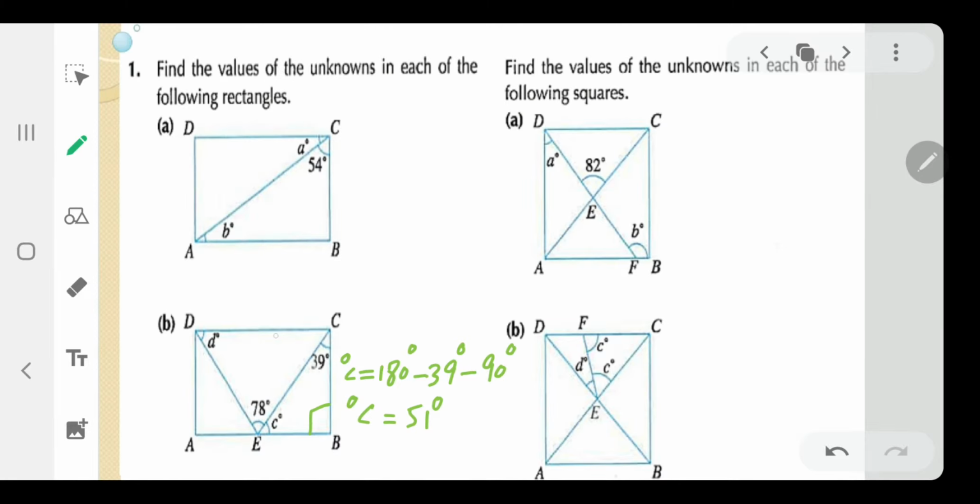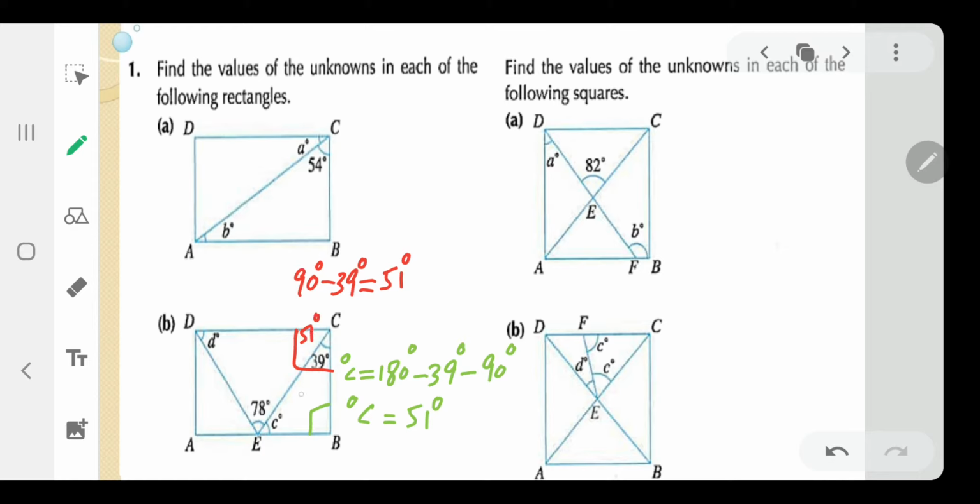Because it is a rectangle, this complete angle will be 90 degrees. What will be this angle? We have to subtract it from 90. So we will find this angle, which is 90 degrees minus 39 degrees. So this angle will be 90 minus 39, which is 51. So this angle is 51 degrees here, right?